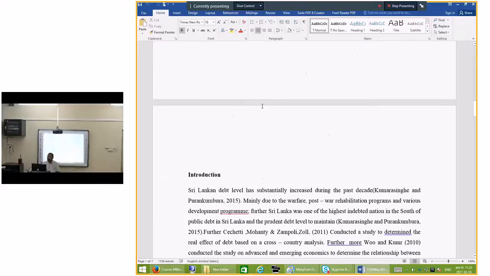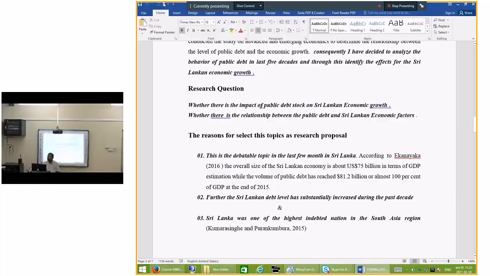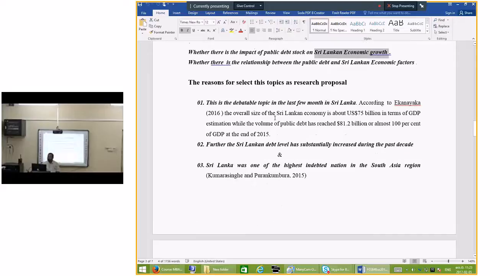Now the research question is whether there is an impact of public debt stock on Sri Lankan economic growth. That's all. Okay, sir. I don't know why you took that other question. That question is different. Public debt stock and Sri Lankan economic growth, and public debt. Okay, you continue. No need for the second one.